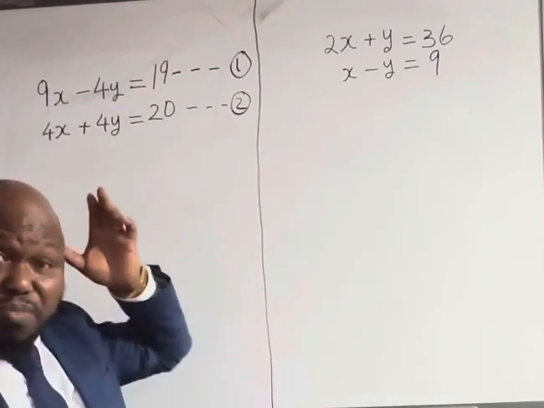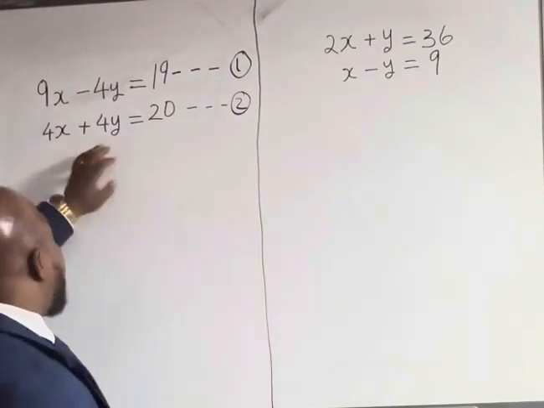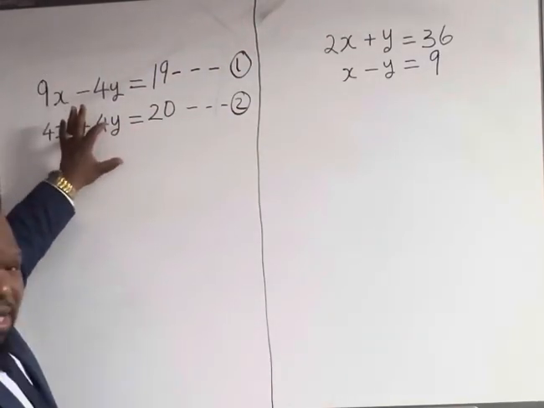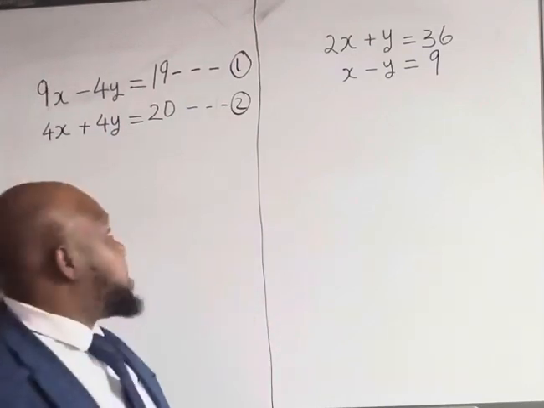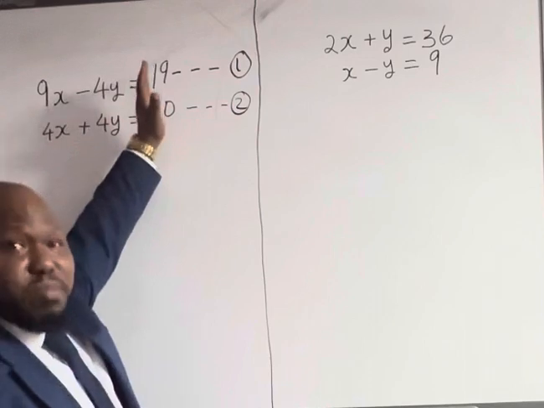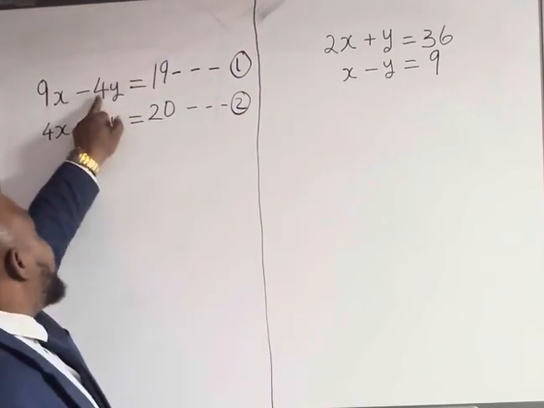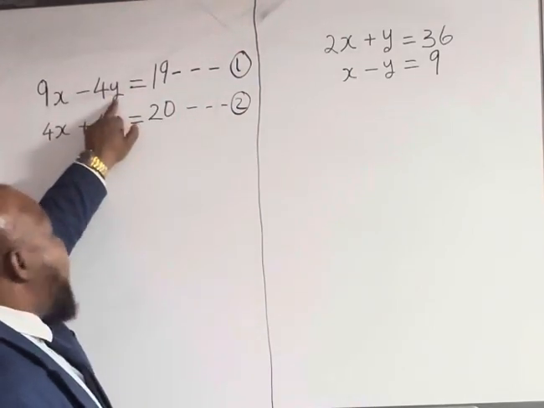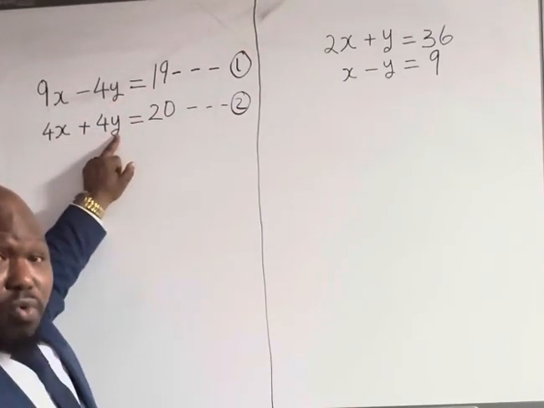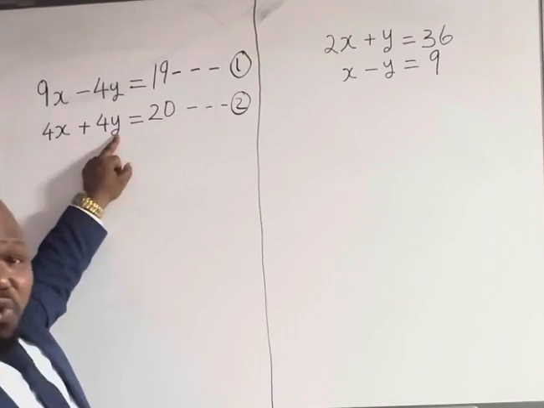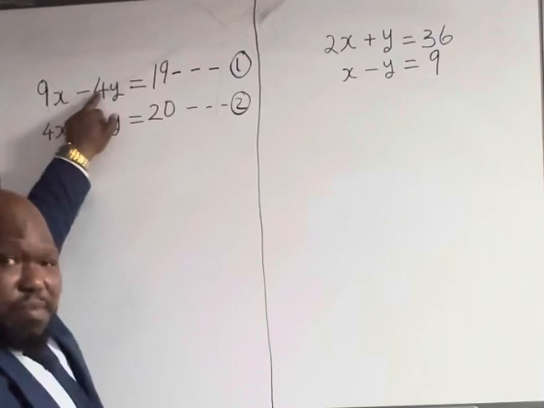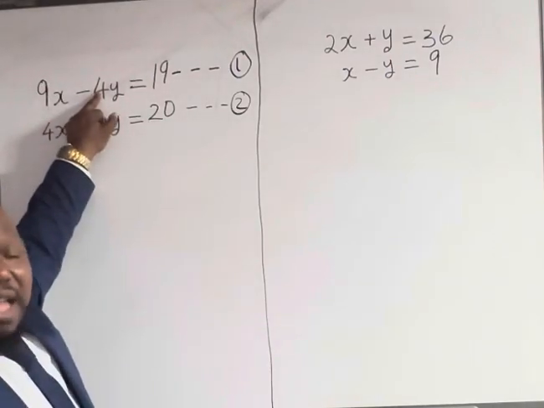So how do we use the elimination method? It is by looking at the coefficient of x or the coefficient of y. For example, let's assume we want to eliminate y, and we have 4y here and 2y here. The best thing we can do is to make sure that the coefficients of y are the same. And how do we do that?